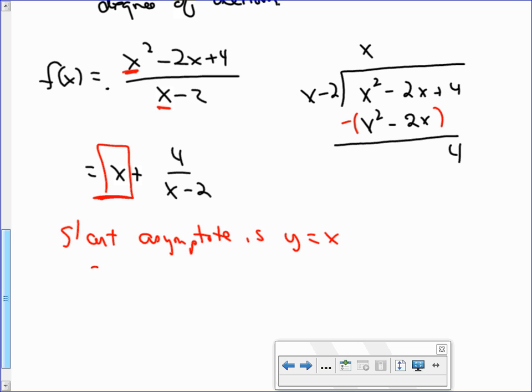Sometimes these are called oblique asymptotes. I'm not sure which one your textbook last year told you. So we have a slant asymptote of y equals x. And you just leave that remainder part off of it. It does not come into the slant asymptote.